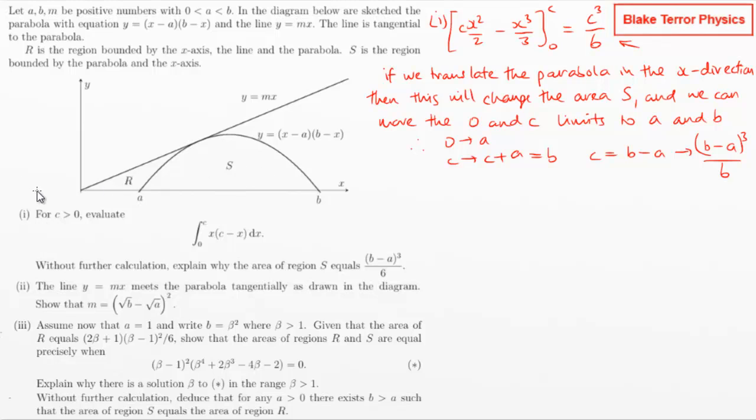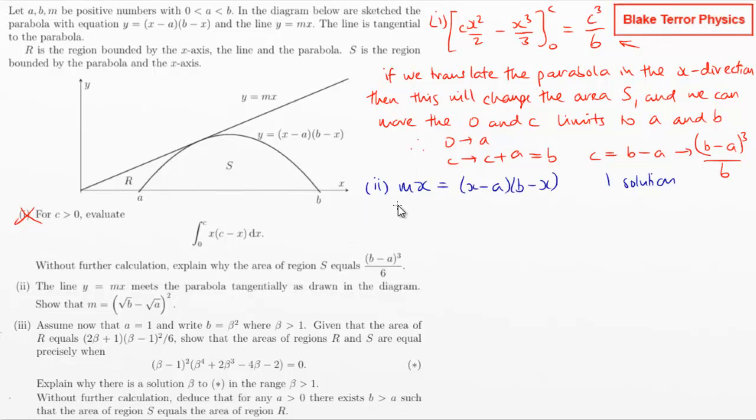Right, that was fine. Part 2: the line y equals mx meets the parabola tangentially as drawn in the diagram. Show that m is that. Right, this is another fairly standard bit of work. Maybe there's going to be a twist in it. So they've got to meet there. So we've got mx is equal to x minus a, b minus x. We want one solution to this for it to be tangential.